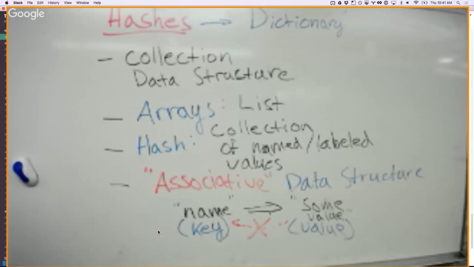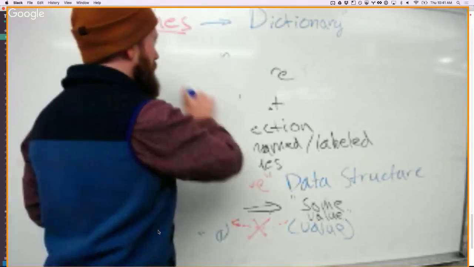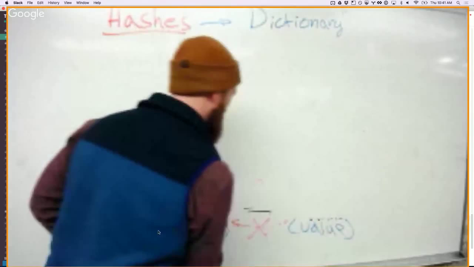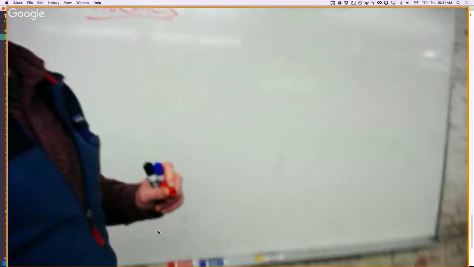So let's look at hashes a little bit more specifically from Ruby's perspective. In terms of code, we'll see how we might use them. And again, I'm going to fill in a little chart here for us. Hashes.